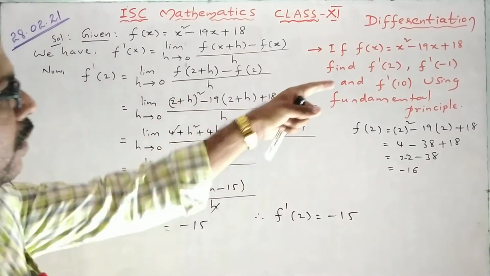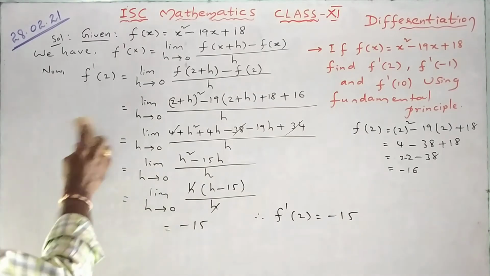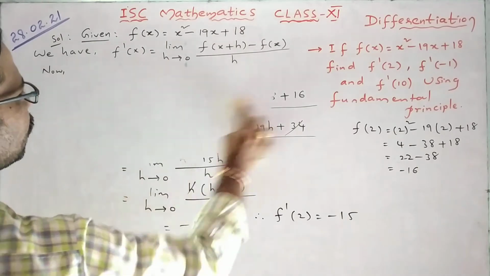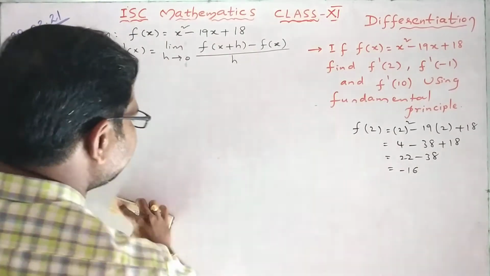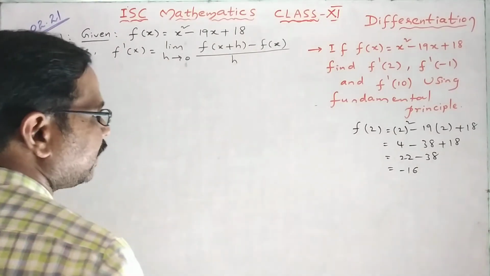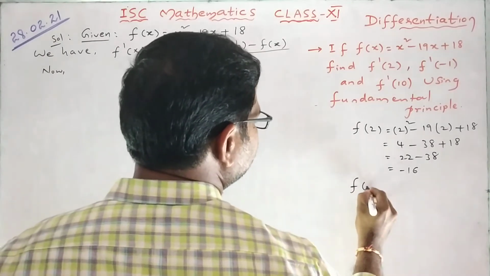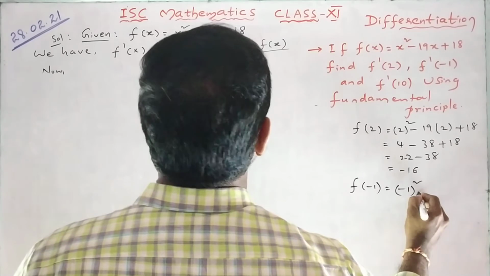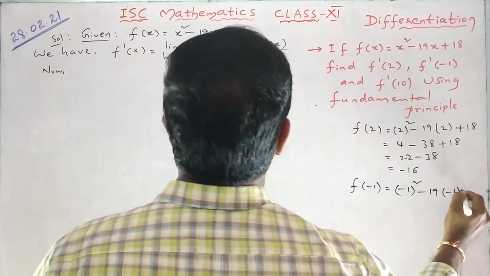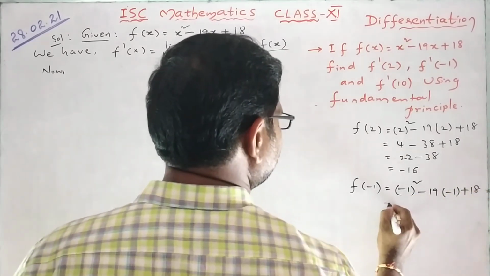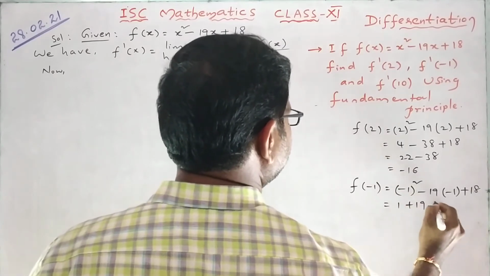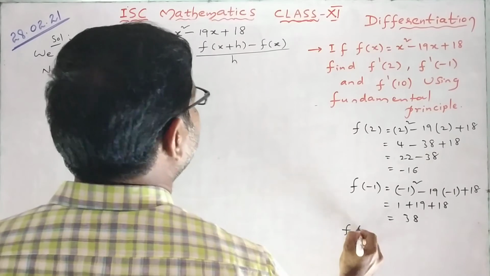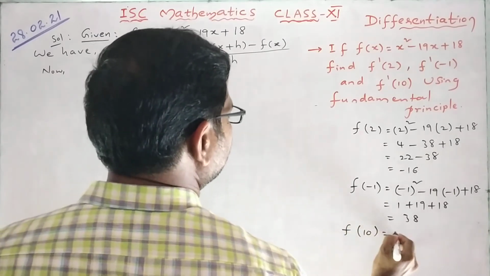Next, to find out f dash minus 1, we have to use in the place of x minus 1 now. So before that, what should you find? f of minus 1 we should find. So f of minus 1 means in the place of x keep minus 1. Minus 1 whole square, minus 19 into minus 1 plus 18. 1 plus 19 plus 18, 38.